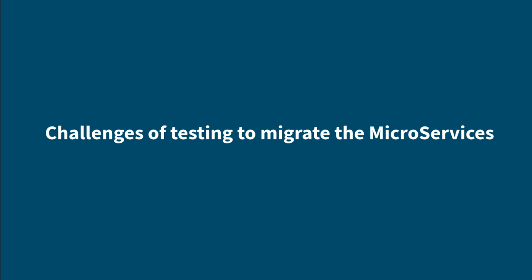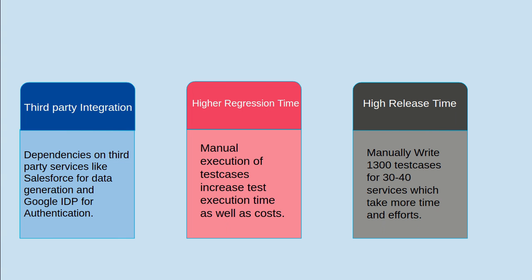Now we will see the challenges of testing to migrate to microservices. There are many challenges that we have faced, while the most and biggest challenge is third party integration. We have dependencies on third parties like Salesforce for generating data and Google IDP for authentication. This is the main challenge we faced in monolithic. Another is high variation time in manual execution. We execute very few test cases because it consumes execution time as well as cost. If we bring continuous delivery into the application, then it fails on these services, since for small changes in the application the build time increases and the frequency of deployment decreases.